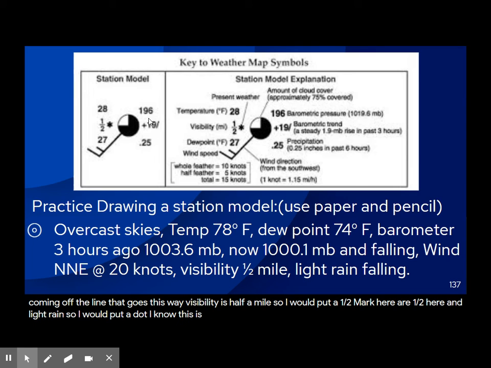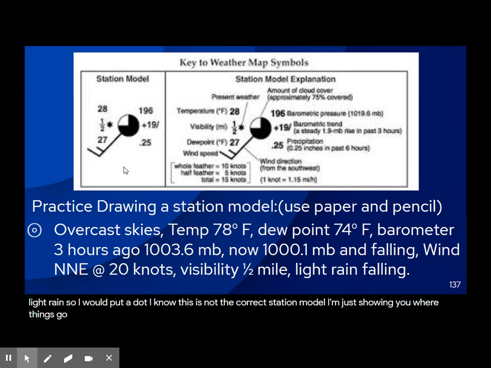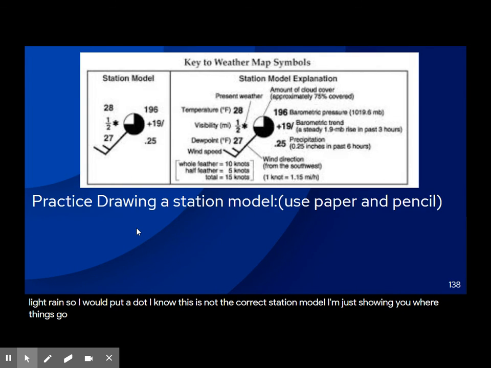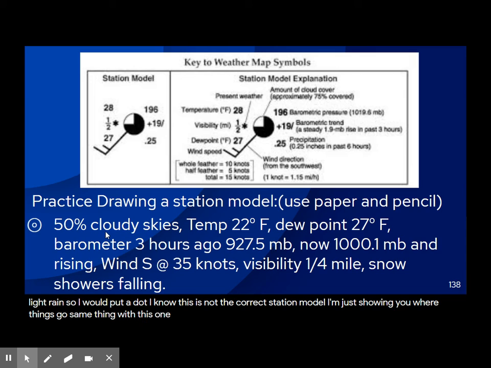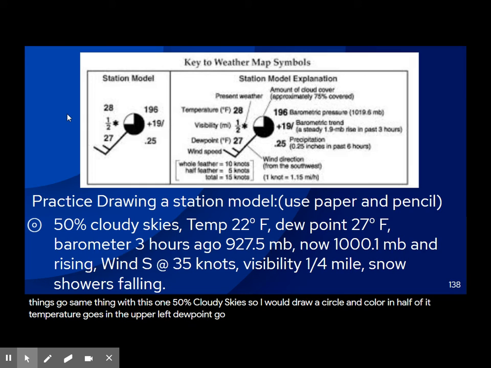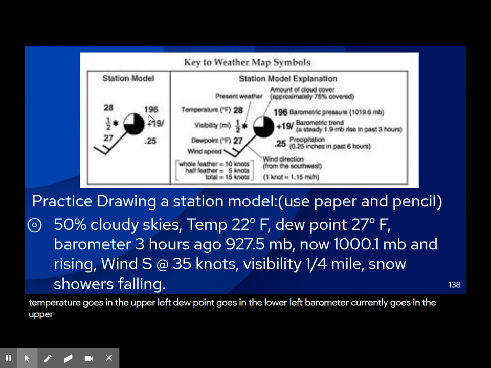I know this is not the correct station model. I'm just showing you where things go. Same thing with this one. 50% cloudy skies. So I would draw a circle and color in 1/2 of it. Temperature goes in the upper left. Dew point goes in the lower left. Barometer currently goes in the upper right. Remember, I only report the last 3 digits.